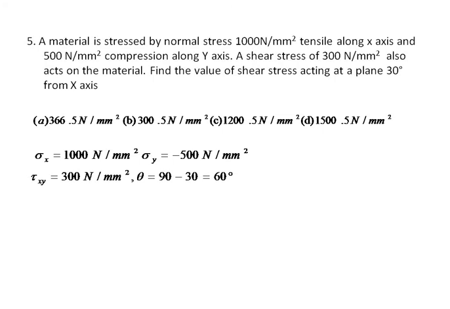Sigma x is equal to 1000 Newton per mm square, that is given, and sigma y is given as 500 Newton per mm square compression, so you should take the value as minus 500 Newton per mm square. This is very important. Normally students make mistakes at this point. And as shear stress value is given, tau xy is equal to 300 Newton per mm square, no problem with that.